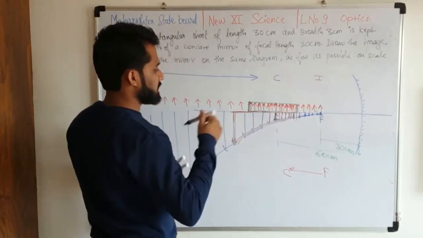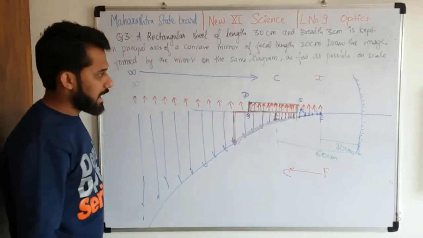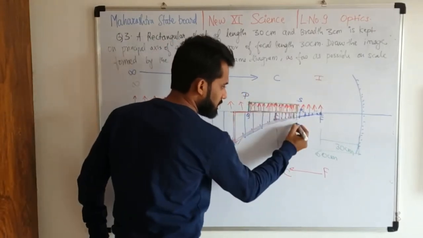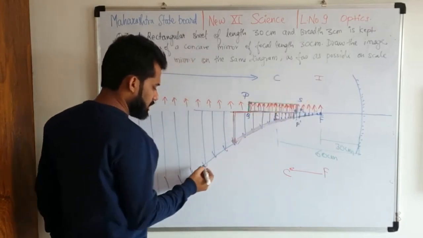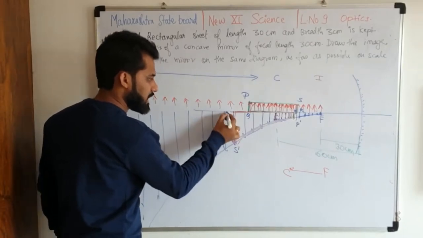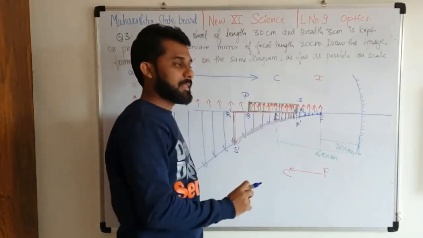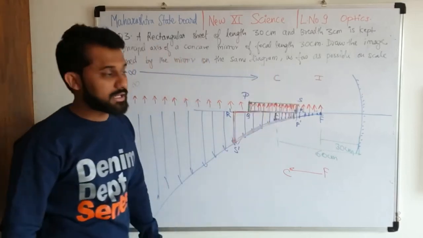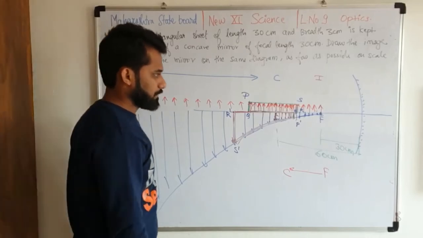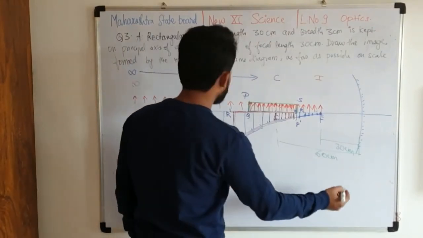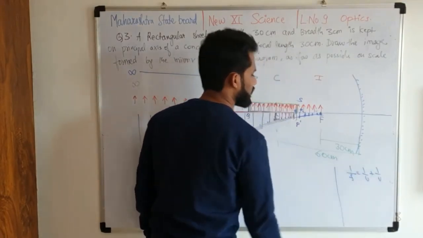Let us name this sheet PQRS. The image of PQ will be over here, which will be P dash Q dash, and the image of RS will be over here, which will be S dash R dash. We are interested in finding the size of P dash Q dash, the image of PQ, and R dash S dash, the image of SR. For that, we need to use the mirror equation. Everyone knows the mirror equation: 1 by F is 1 by U plus 1 by V.